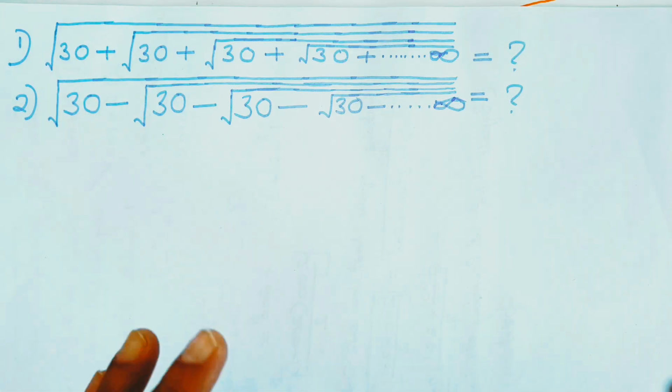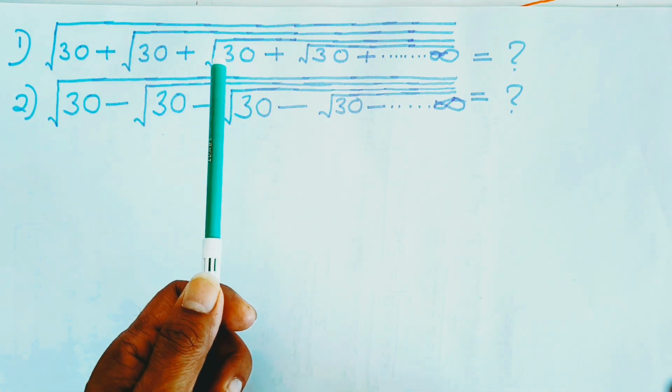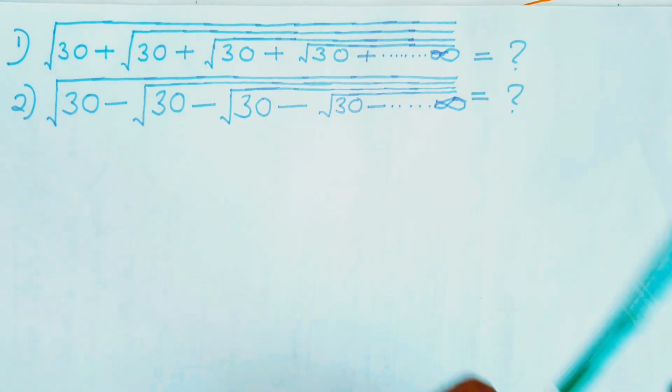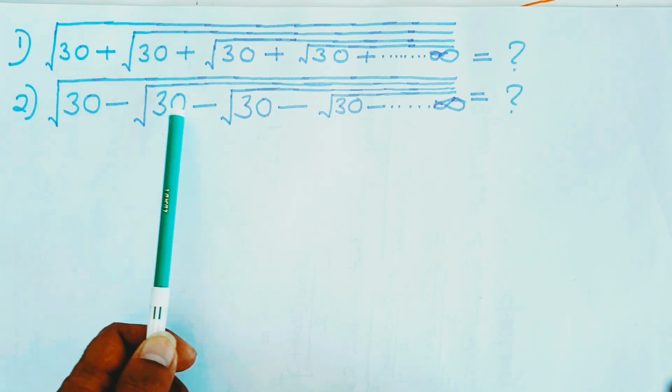Hi friends, in today's video, we have two numerical expressions for simplification, each one being an infinite series, as you can see here. Say square root of 30 plus square root of 30, it goes on to infinity. The second one is only slightly different, pluses are replaced by minus.